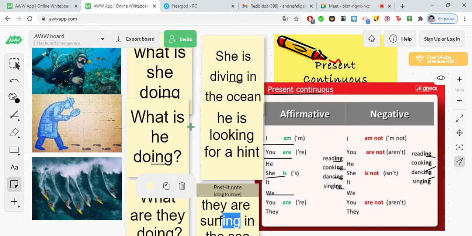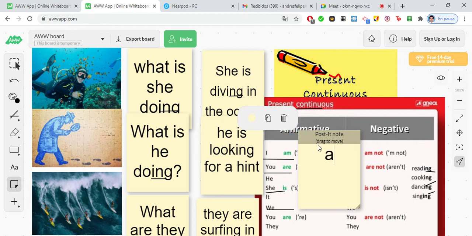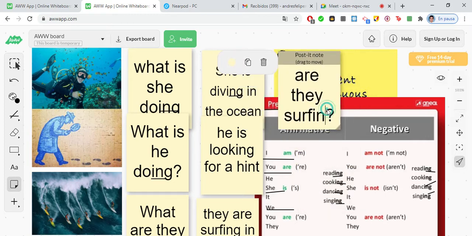But also, I can create, for example, a yes or no question. Of course, I can say, for example, are they surfing? And I can answer, yes, they are surfing. Or in the negative form, I can say, no, they are not surfing, okay?